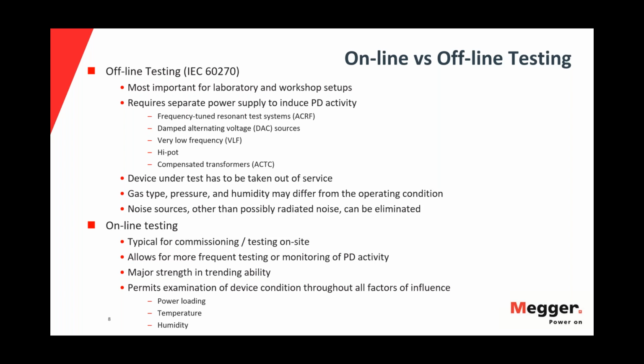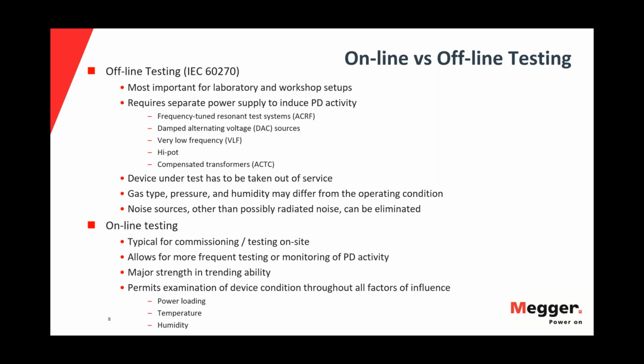Keep in mind that for an offline test, the device under test has to be taken out of service. This is one disadvantage of offline testing. The gas type, pressure, and humidity may differ from operating conditions, so this has to be logged as well. That means what gas type or insulation type, the pressure the gas is at, and the humidity at which it is being measured. In an offline test, the noise is less, which is a benefit. Now let's quickly consider some of the benefits of offline testing.